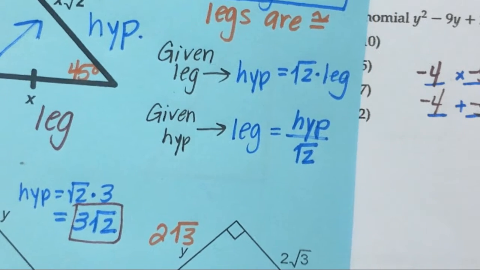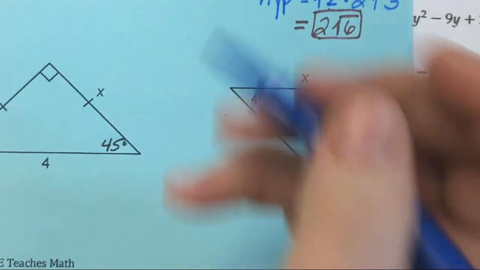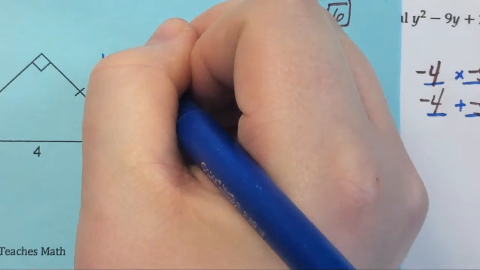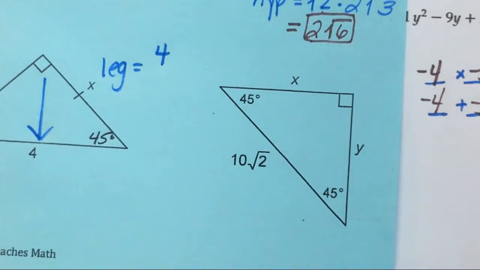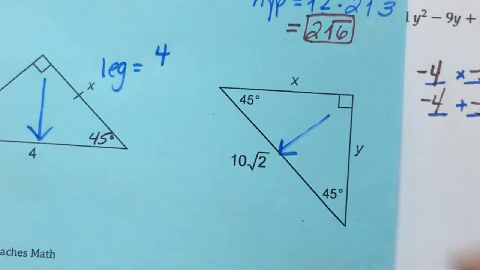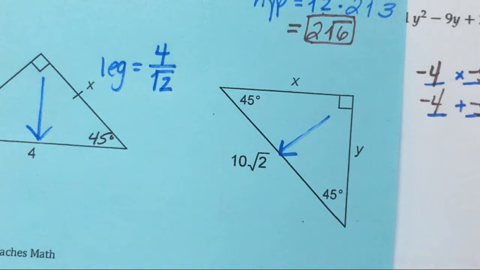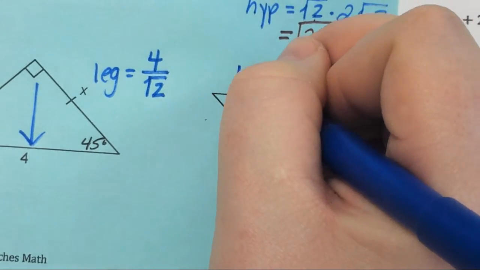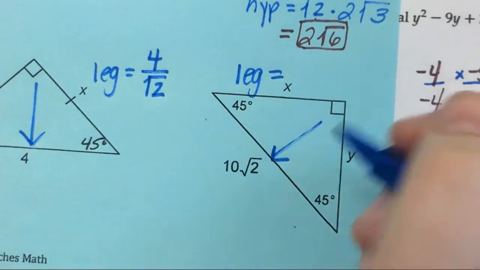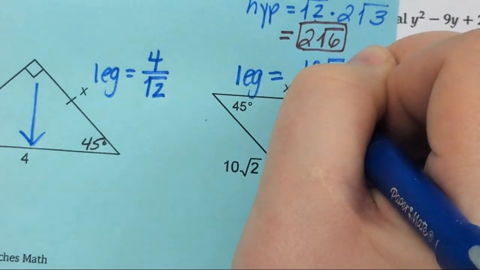Okay, so my bottom two examples, I'm given the hypotenuse. So to figure out this leg, I'm going to need to take my hypotenuse, which is 4, and I know that because that's the number across from that right angle, and I'm going to divide by the square root of 2. I'm going to do the exact same thing on this example over here. To figure out my leg, I'm going to take my hypotenuse, which is 10 square roots of 2, and I'm going to divide by the square root of 2.